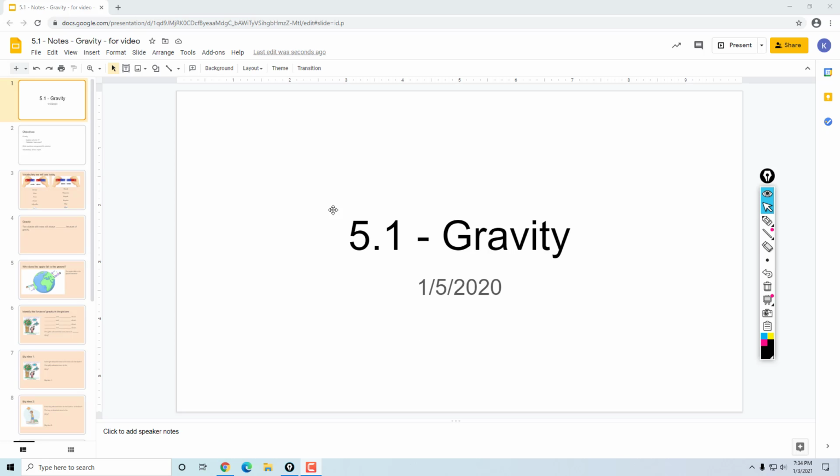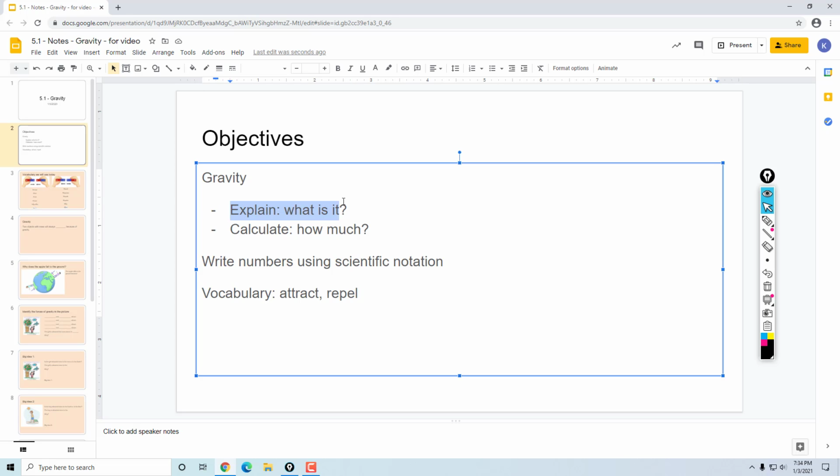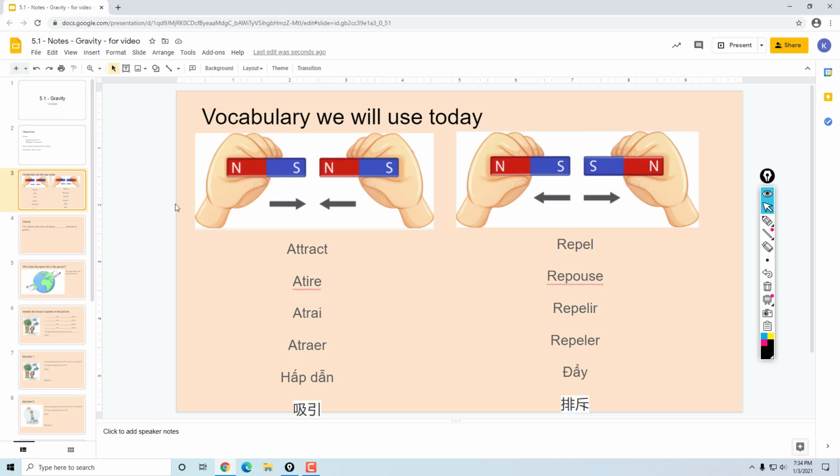5.1 Gravity. In this lesson, we will explain what gravity is, calculate how much gravity there is, and explain attract and repel. When there are two objects and a force that wants them to come together, that's attract. When they move away, that's repel.